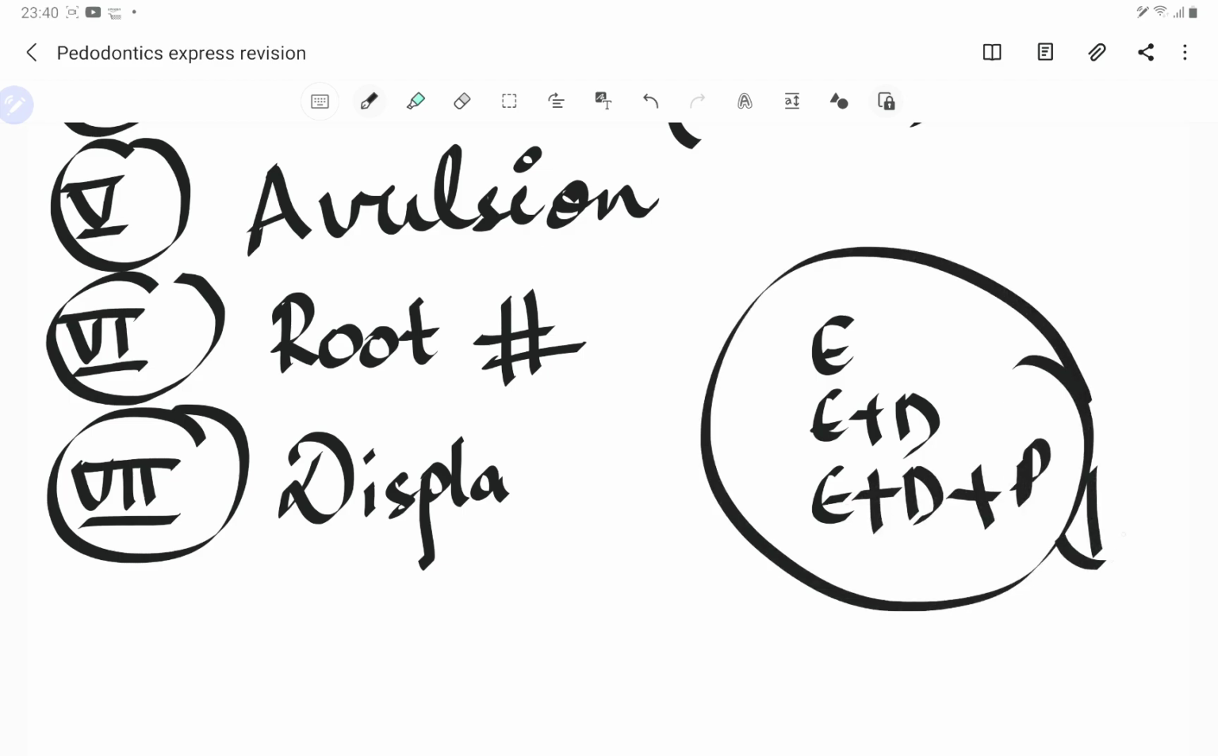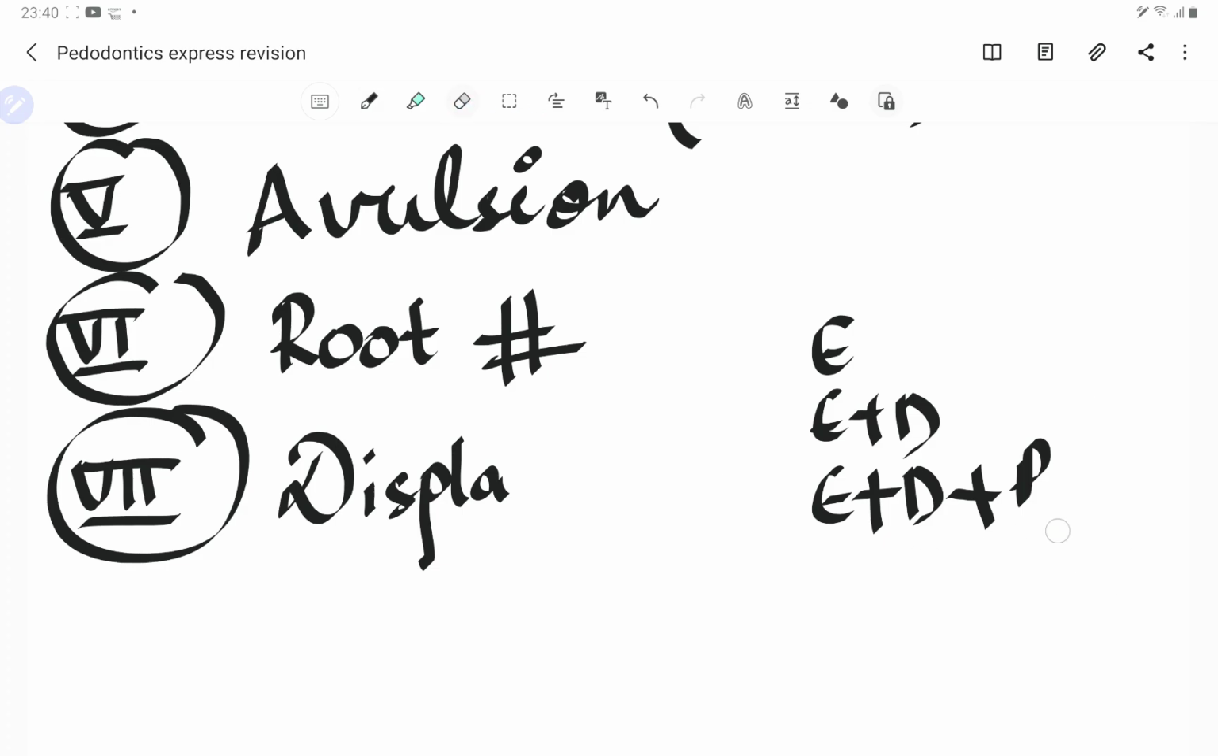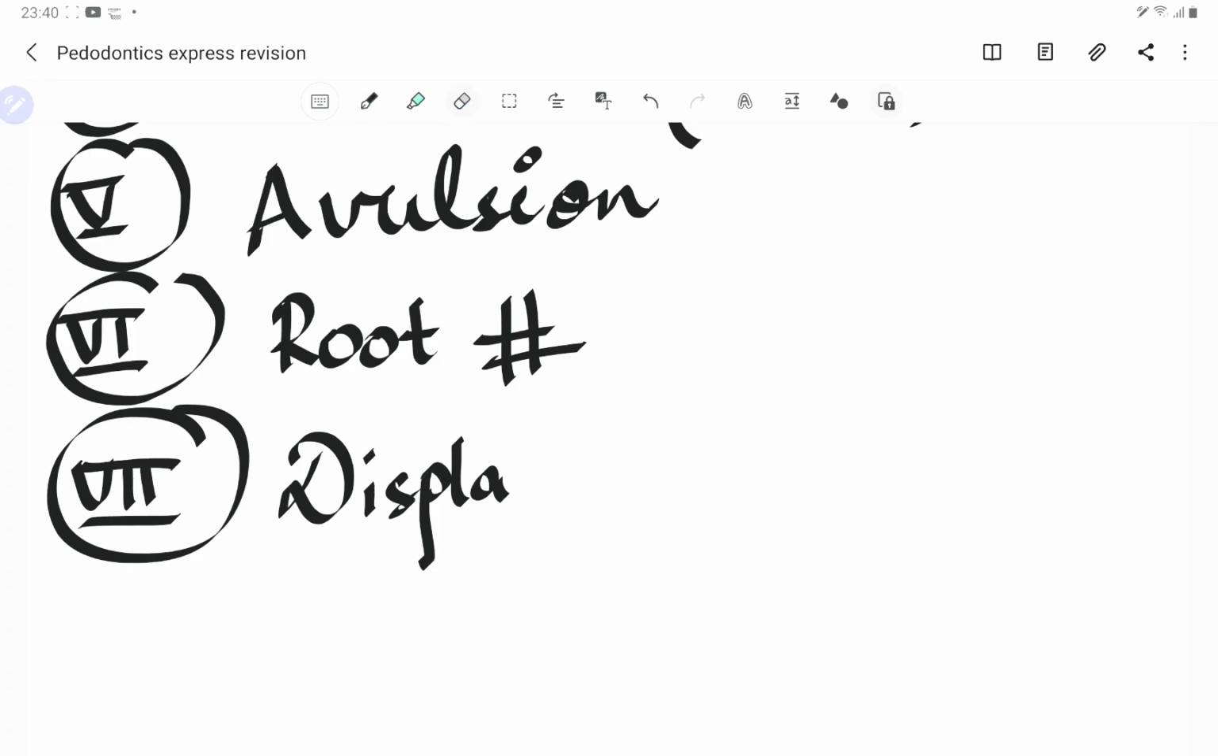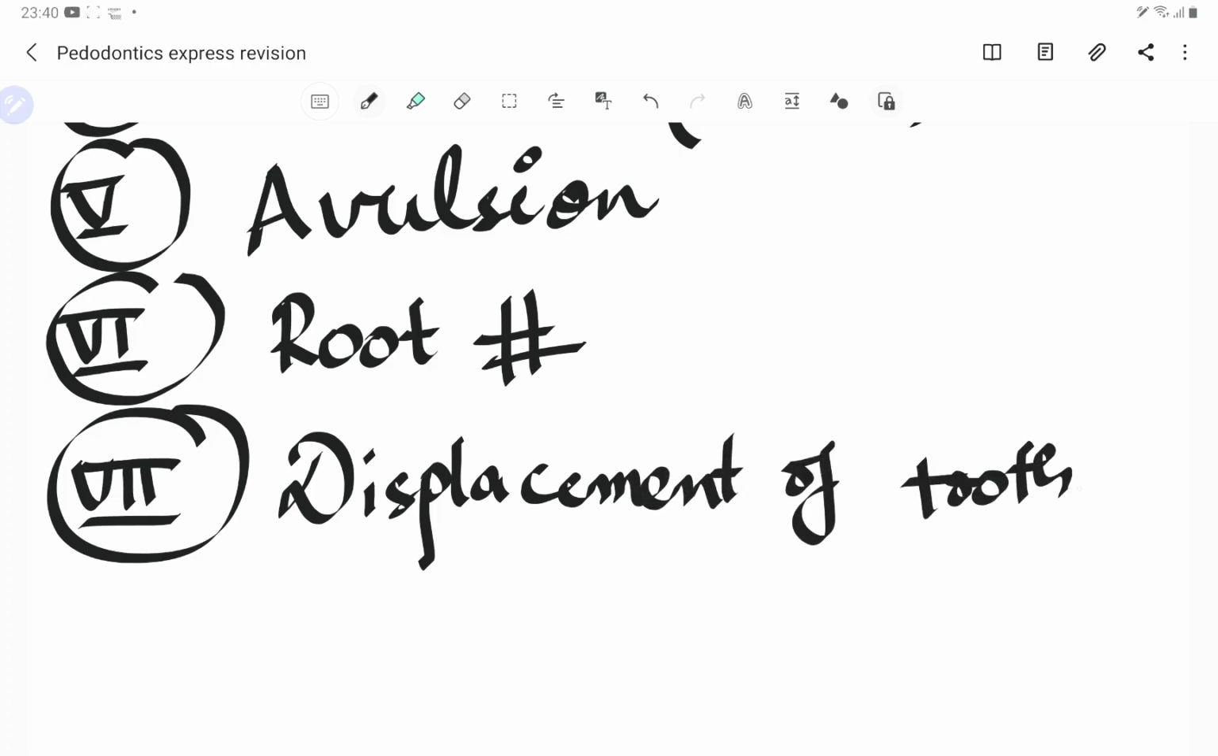But after that it becomes trickier. So how can you remember it? Let's just write the 7th one. So it is the displacement of the tooth. So how can you remember it, guys?